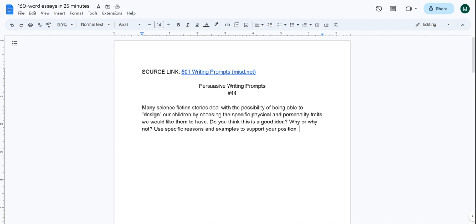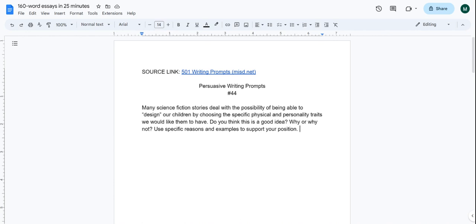Please keep in mind, Right Writers, it is persuasive. Many science fiction stories deal with the possibility of being able to design, quote unquote, design our children by choosing the specific physical and personality traits we would like them to have. Do you think this is a good idea? Why or why not? Use specific reasons and examples to support your position.